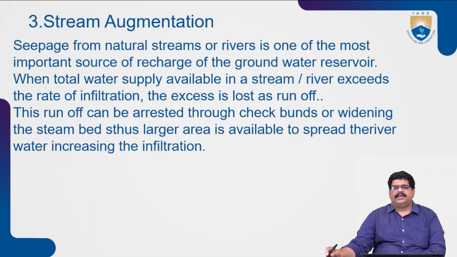Next one is stream augmentation. So what is stream augmentation? Natural streams or rivers are the most important sources, and the water supply available in the stream or river can exceed the rate of infiltration, giving a lot of runoff. This runoff can be arrested and spread over large areas, which increases the infiltration value. That is the stream augmentation technique.